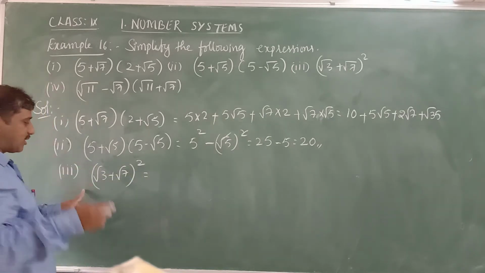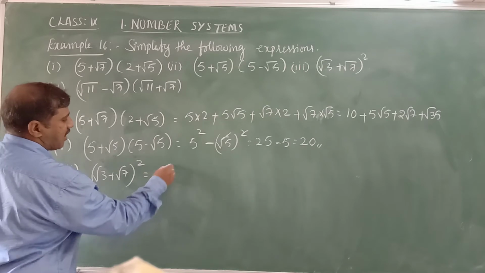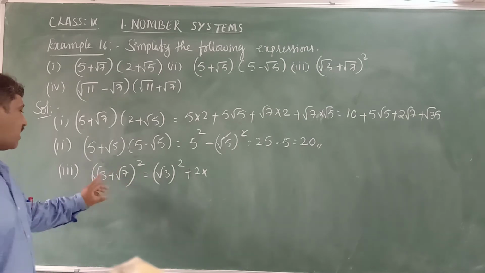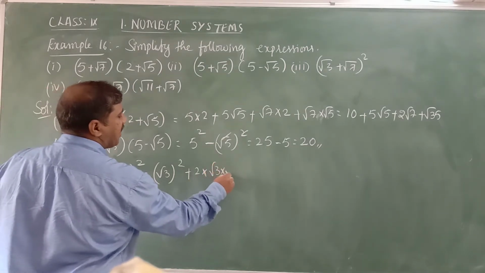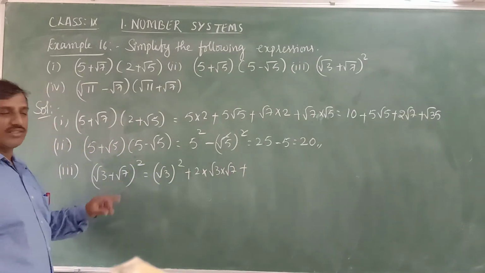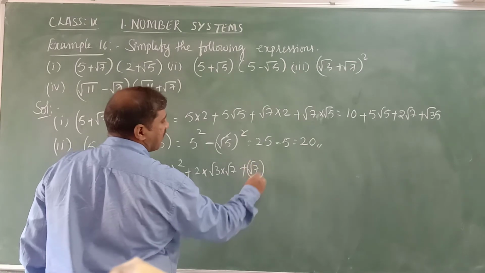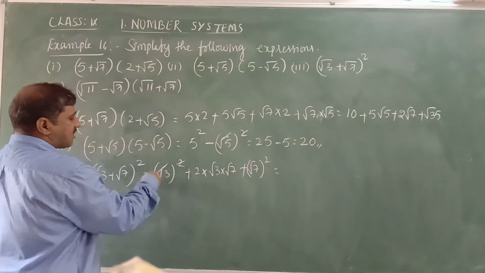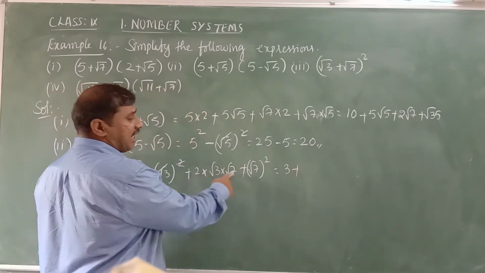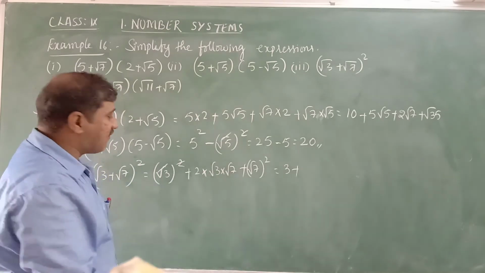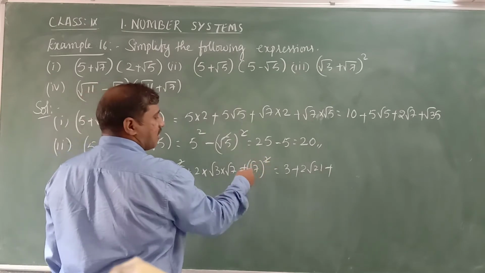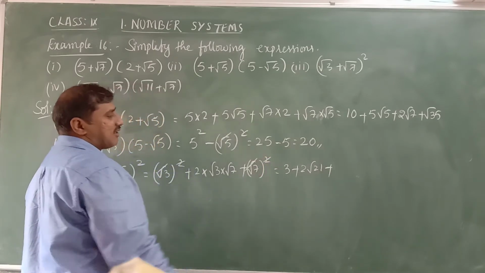Or apply the (a + b) whole square formula. (√3)² plus 2 into a into b, where a is √3 and b is √7, so √3 into √7, plus b², here b is √7, that is (√7)². Now we simplify. Square and square root cancel, so you get 3 plus 2√3 into √7. √a into √b is √21, therefore it is 2√21, plus (√7)². Square and square root cancel, we get 7.